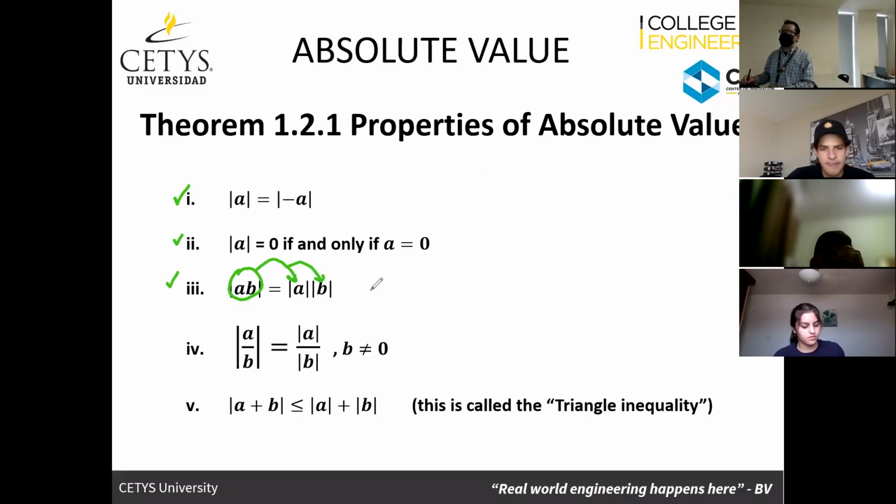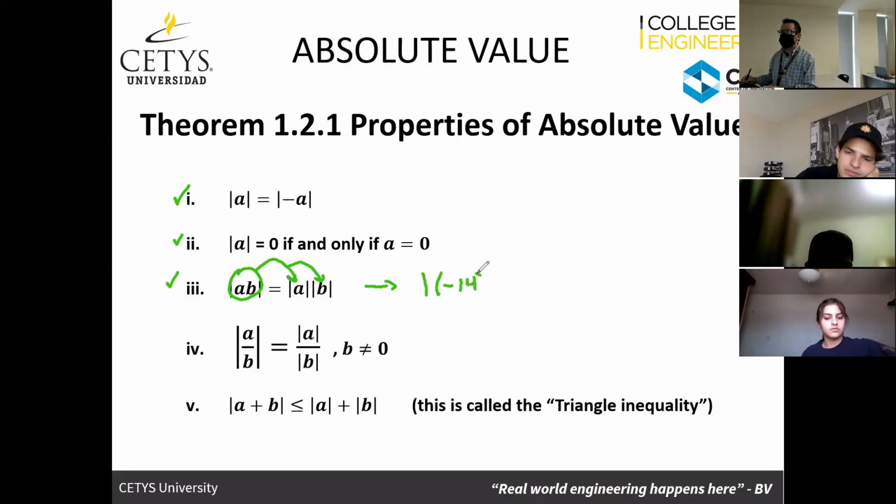So let's just do an example of this one. I'm going to use Fernanda's negative number, and I'm going to use my favorite number. I'm going to use the negative version of Fernanda's number. And I'm going to use my favorite number.